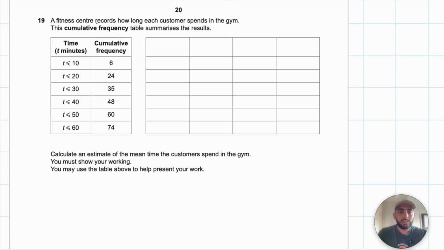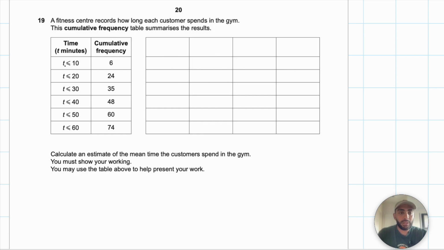Question 19. A fitness center records how long each customer spends in the gym. This cumulative frequency table summarizes the results. So we've got this table. Calculate an estimate of the mean time the customers spend in the gym. You must show your work. You may use the table above to help present your work. They've already helped us by creating the table. We just need to figure out what goes inside.